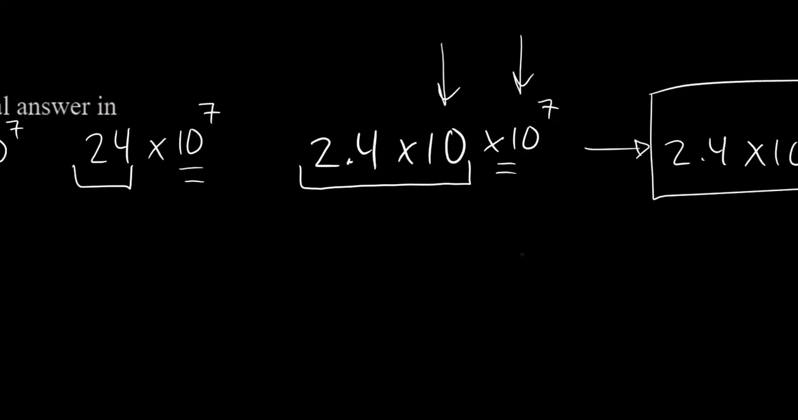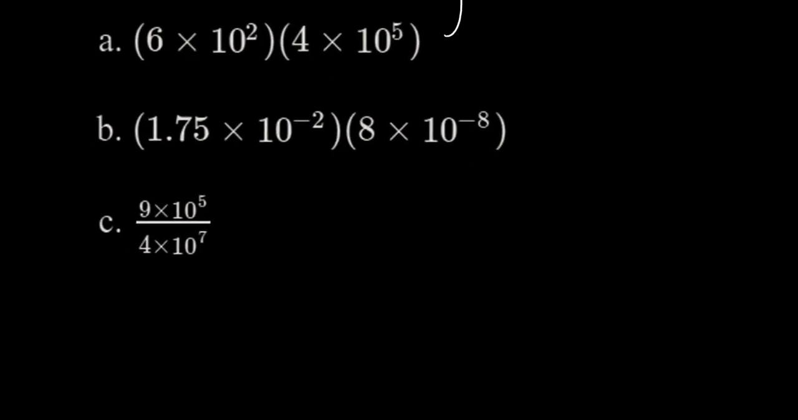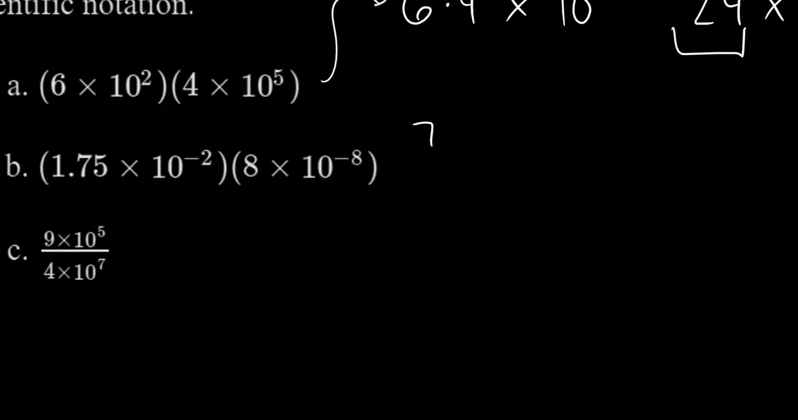And I didn't use a calculator, did I? No, I didn't. Let's try this next one here. So this next one, I might use a calculator. I am going to multiply 1.75 by 8. And then you can see that's being multiplied by 10 to the negative second, and then times 10 to the negative 8th. So negative 2, negative 8, that's 10 to the negative 10th. So times 10 to the negative 10th power.